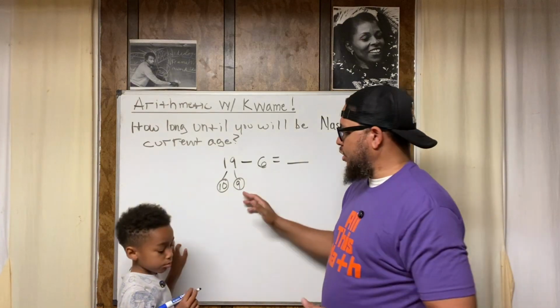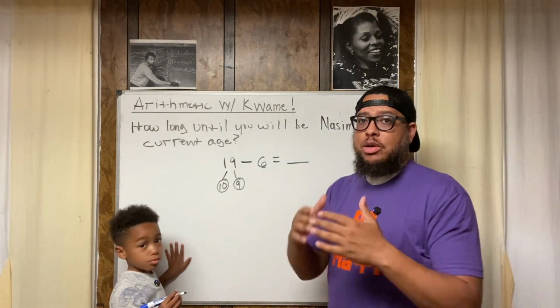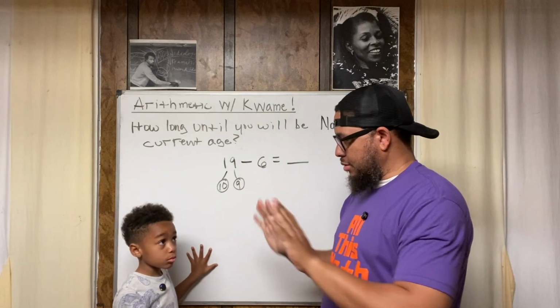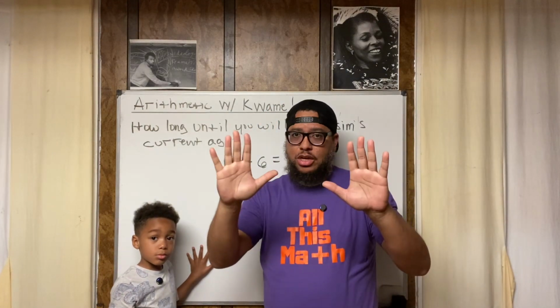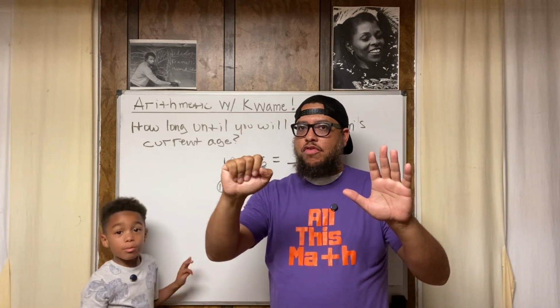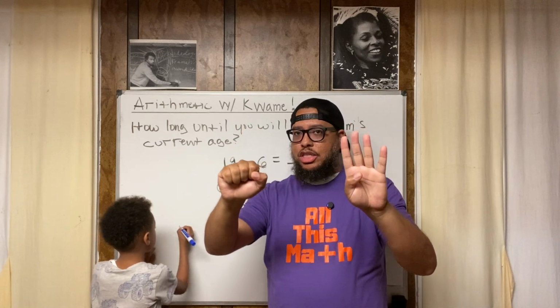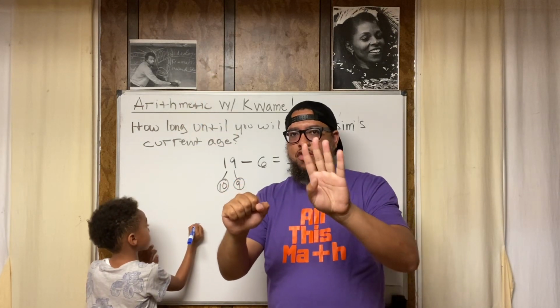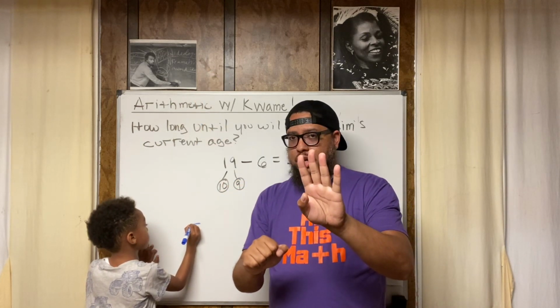Now, if you wonder, well, why can't we do 9 take away 6? We could have done that. But the reason I did 10 take away 6 is because Kwame didn't need to do it, but 10 take away 6, we could just count 6 fingers. 1, 2, 3, 4, 5, 6, right? That's 6 fingers, right? And I got the Black Power Fist, right? So I had 6 fingers. So now we got 4 left, 4 fingers left.